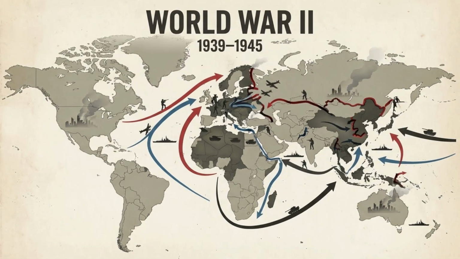World War II was the deadliest conflict in human history. Between 1939 and 1945, almost every part of the planet was drawn into a war that killed tens of millions of people, destroyed empires, and reshaped the modern world. In this 10-minute video, we'll walk through the key events of World War II, how it started, how it spread, how it was fought, and how it finally ended.